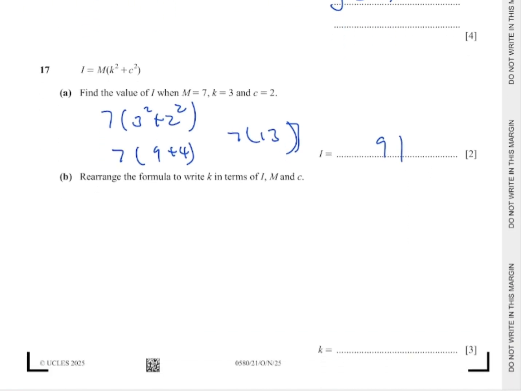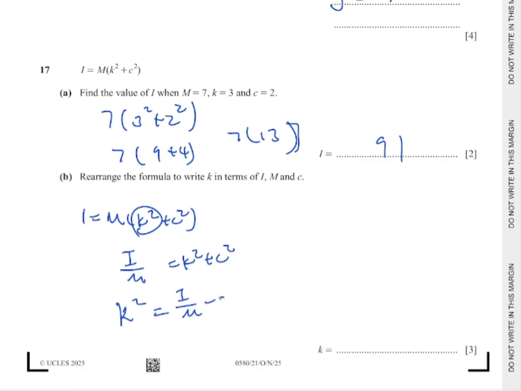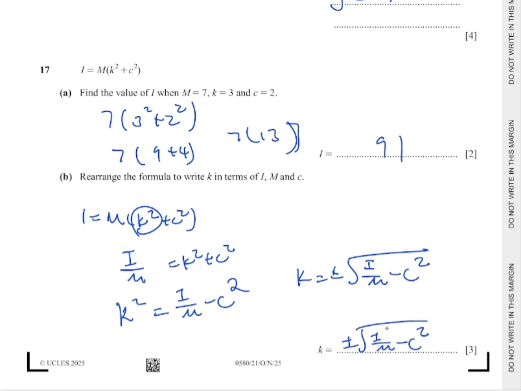Rearrange the formula to write k in terms of I, m, and c. So we already have I equals m times (k squared plus c squared). We first divide by m: I over m equals k squared plus c squared. So k squared equals I over m minus c squared. So k equals plus or minus the square root of (I over m minus c squared).